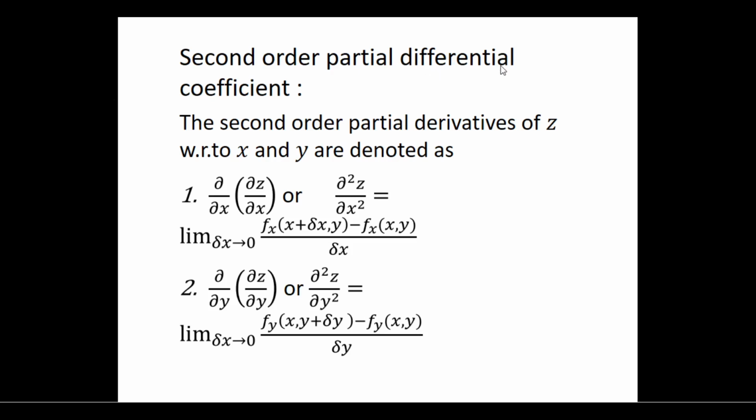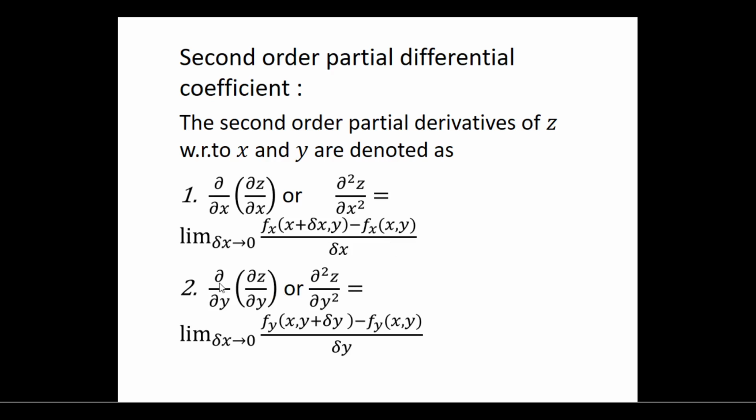The second order partial differential coefficient is given by, if you differentiate the first order partial derivative, that is dou z by dou x with respect to x, that gives dou square z by dou x square, and this is called the second order partial derivative of z with respect to x. It is given by limit delta x tends to 0 fx of x plus delta x comma y minus fx of x comma y. Here fx refers to first order partial derivative, whole divided by delta x.